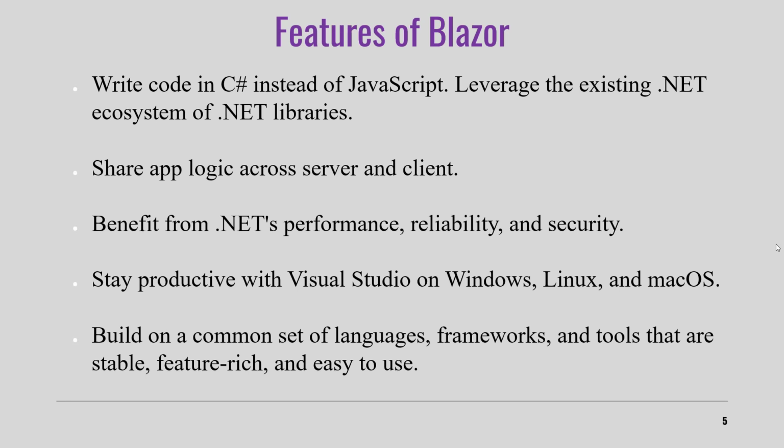Let us understand a few features of Blazor. Blazor allows us to write code in C# instead of JavaScript. We can leverage the existing ecosystem of .NET libraries. We can share app logic across server and client. We are going to use this feature in the demo today. We can also take benefit from .NET's performance, reliability and security. We can stay productive with the help of Visual Studio on Windows, Linux and macOS.